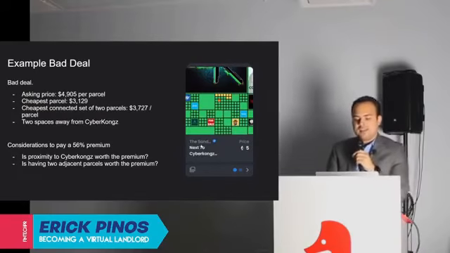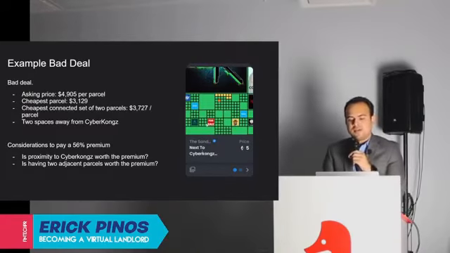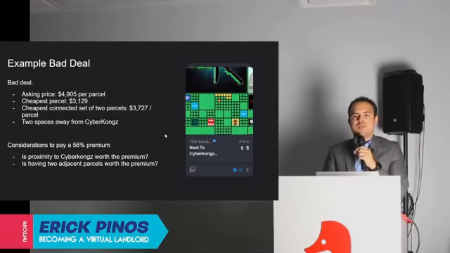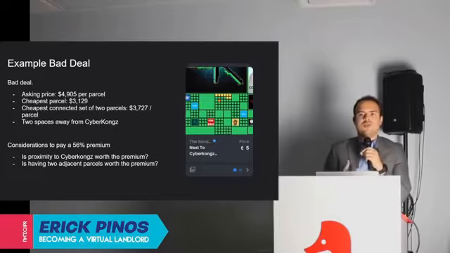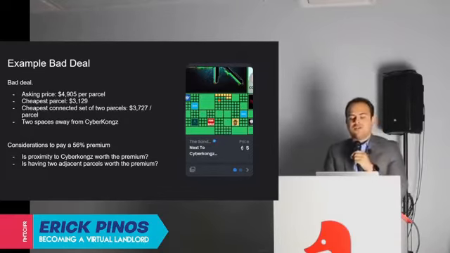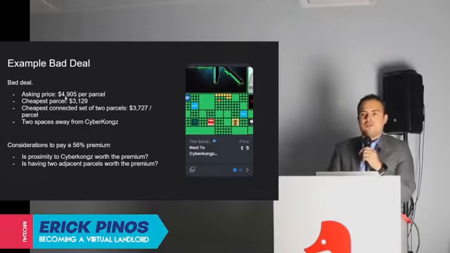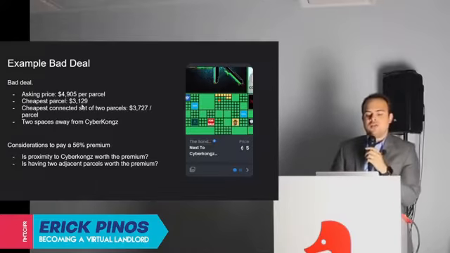So this is advertised as next to CyberKongs, right? CyberKongs is similar to Bored Apes. They're a PFP project with gorillas, and they're creating these token-gated communities and these experiences. So if you own a CyberKong NFT, you can participate in these experiences. They're selling for 5 Ethereum. They're selling 2 plots of land, and so the asking price is about 4,905 per parcel. The floor price of a Sandbox land is 3,100. So you're already paying a premium.